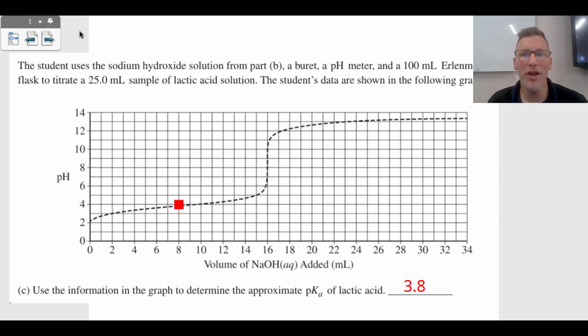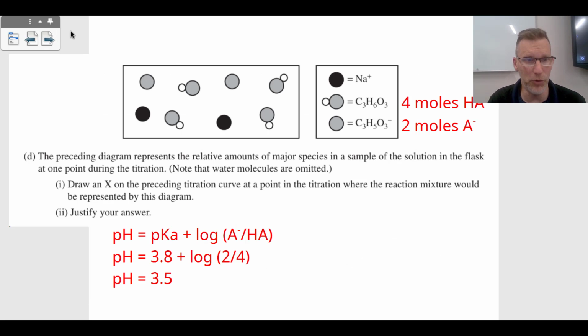Part C goes to the titration of that lactic acid using a burette, a pH meter, and the 100 mL Erlenmeyer flask. You can see the equivalence point is at 16 milliliters of the sodium hydroxide being added, and they want to know the pKa. Well, the pH is equal to the pKa when we're halfway to the equivalence point. So if the equivalence point is at 16 milliliters of NaOH added, we go to 8 milliliters. The pH is approximately 3.8. Therefore, the pKa is 3.8.